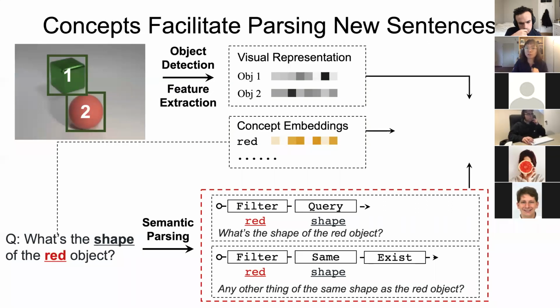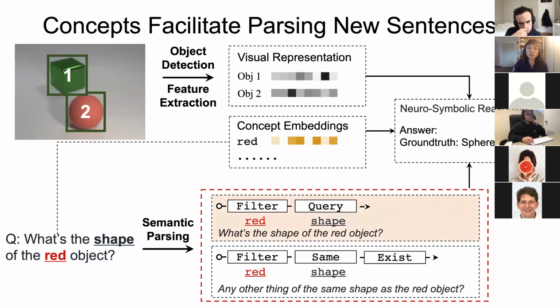The next step is to execute all the candidate programs. So executing the first candidate program based on the visual representation and also the concept embedding will give us the answer sphere, as we've seen before. This is actually the correct answer compared with the ground truth, which is also sphere. So we would like to label the first candidate program as a positive example.